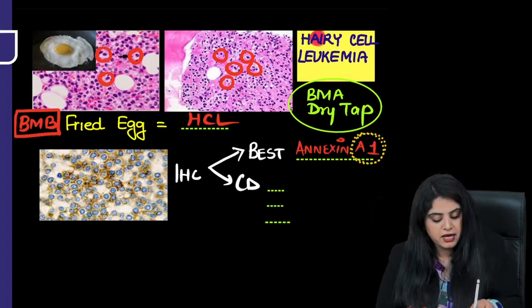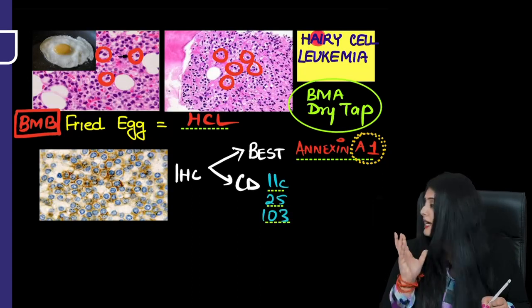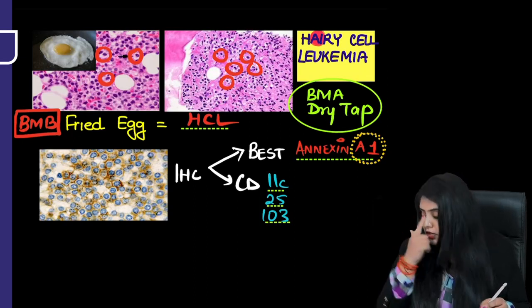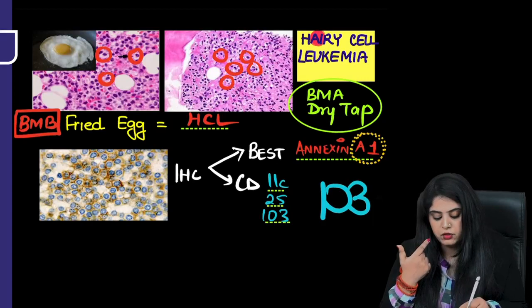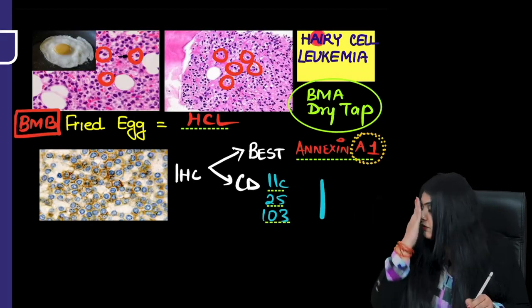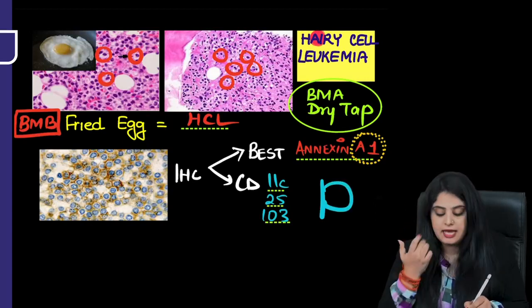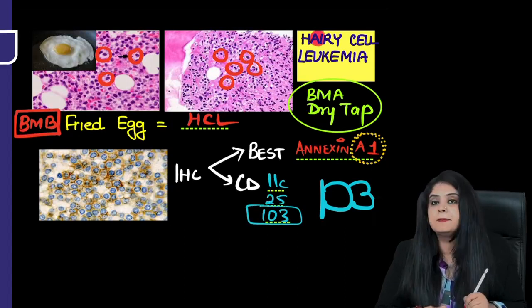Moving on, what are the CD markers? 11C, 25 and 103. And I give you a way of learning also. This is a hairy cell. So side, candid view wala photo tha. Candid view mein kya hoga? Your nose will look flat, your face will look round and the ears are going to look like a 3. So CD 103 pe question bahut aata hai.